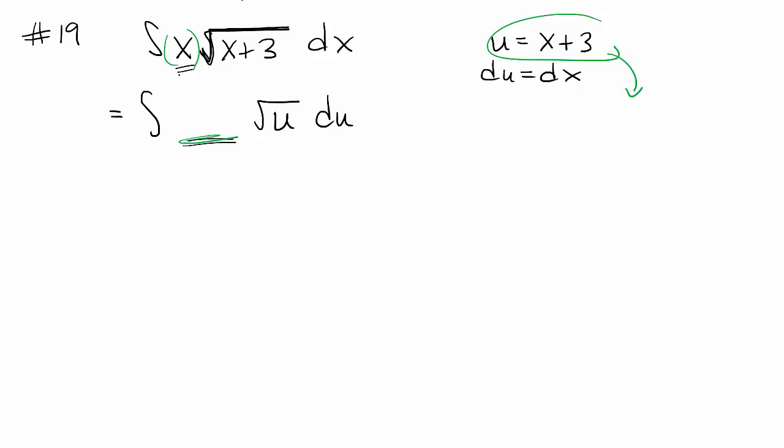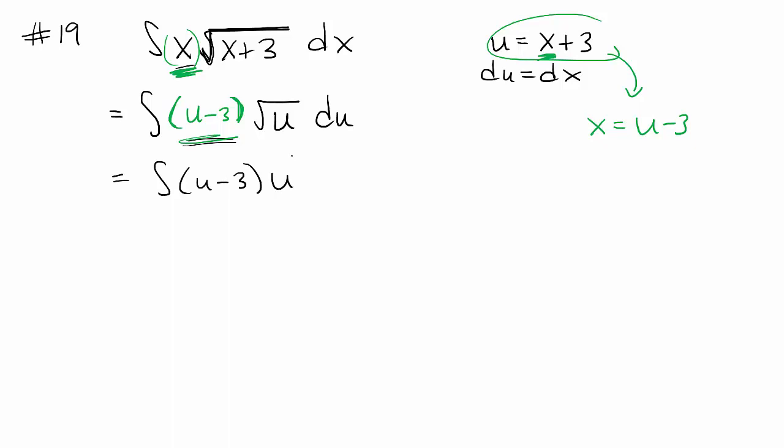So this x is going to get replaced using this substitution that we set up. Since I have an x by itself over here, I'm going to get this x by itself. So x is equal to u minus 3. So that's what's going to go right here, u minus 3. Make sure you put parentheses around it. Now we've converted to an integral in terms of u.